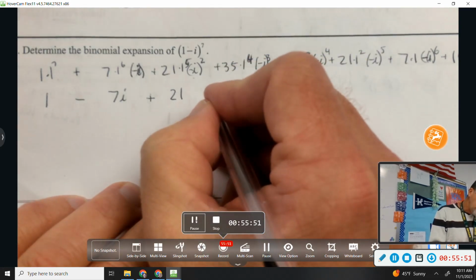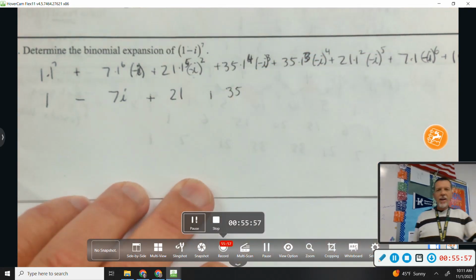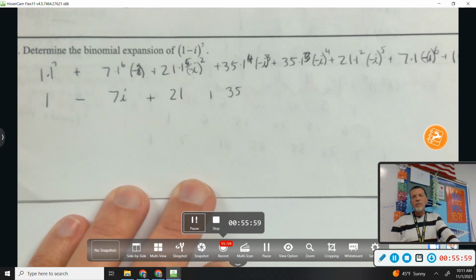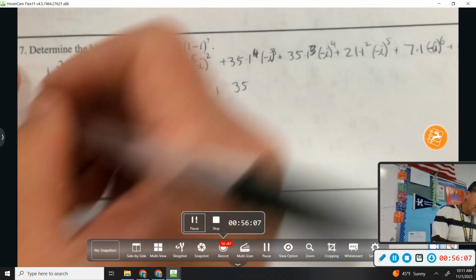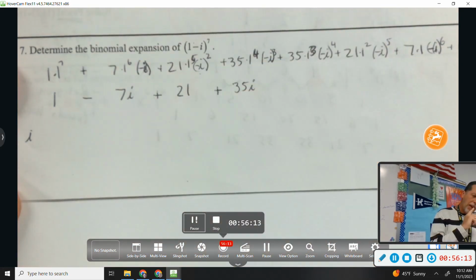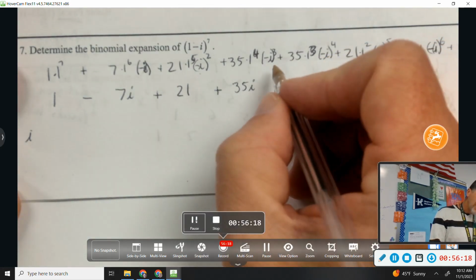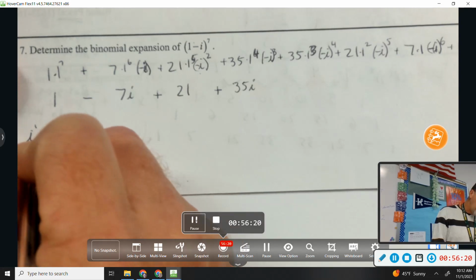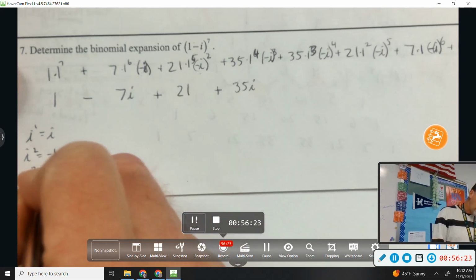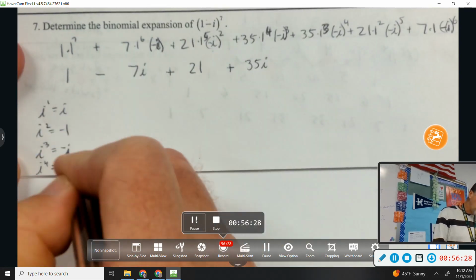Plus, oh, I don't know if it's plus or not. 35, negative i cubed. So the negative puts a negative out. What's i cubed? Negative i. Negative i cubed is, if you make it a negative i, it's positive i. Because i is negative in the first place, and then if you're cubing it, it's positive i. Maybe I should have sort of reviewed that down here.